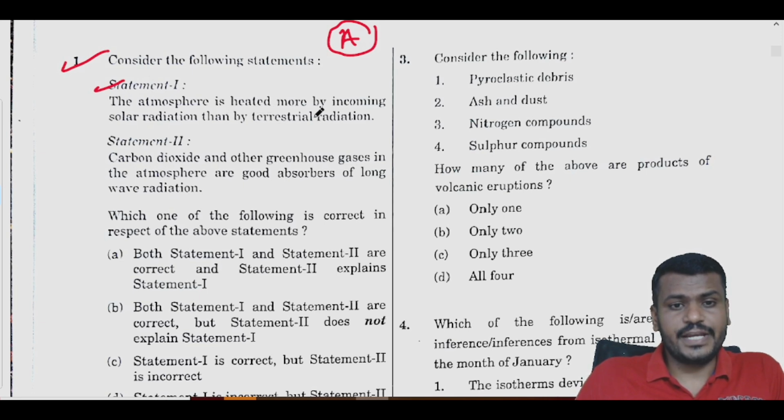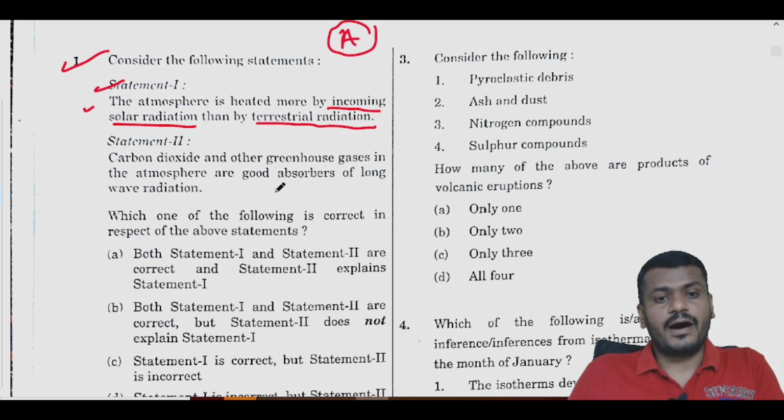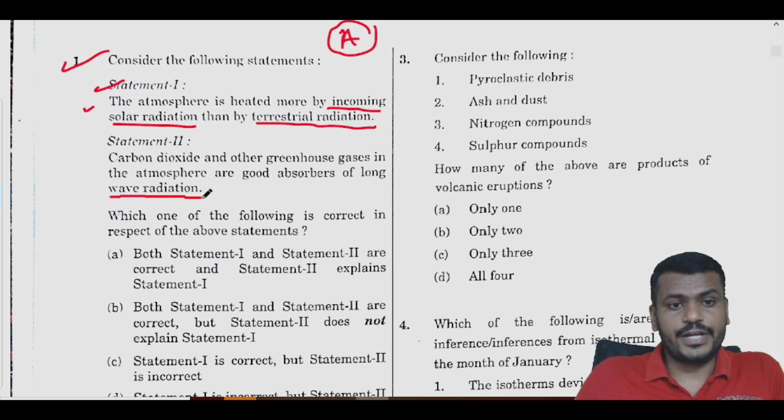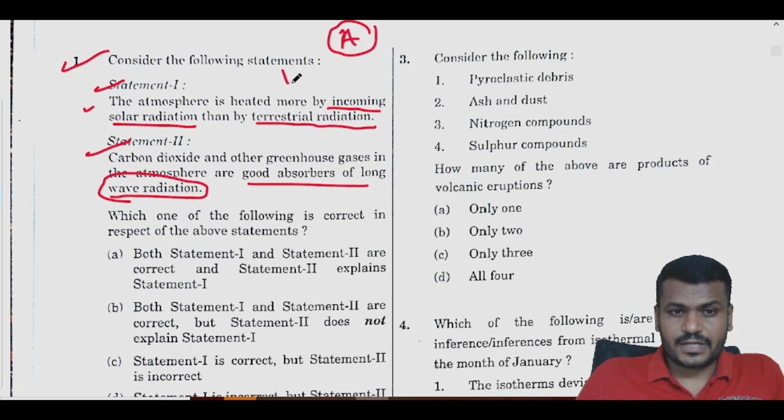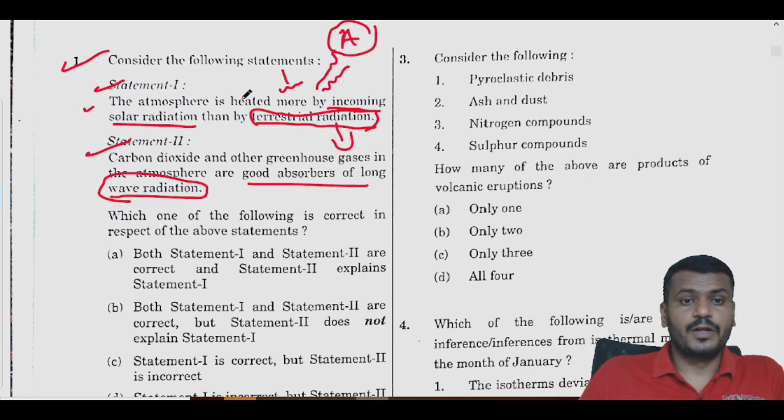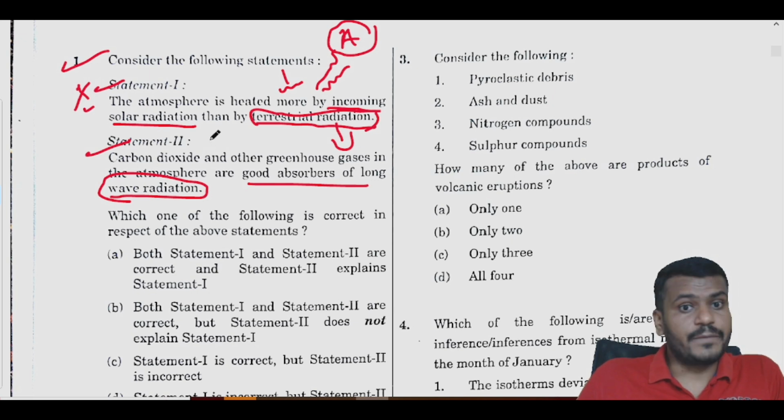The atmosphere is heated more by incoming solar radiation than the terrestrial radiation. That is the first statement. Second statement: carbon dioxide and other greenhouse gases in the atmosphere are good absorbers of long wave radiation. Second statement is definitely true. When sunlight comes, it comes in short wave radiation, but when it goes, it goes in long wave radiation. That's why the terrestrial radiation gets more heated than the incoming solar radiation. So the first statement is wrong and the second statement is right.